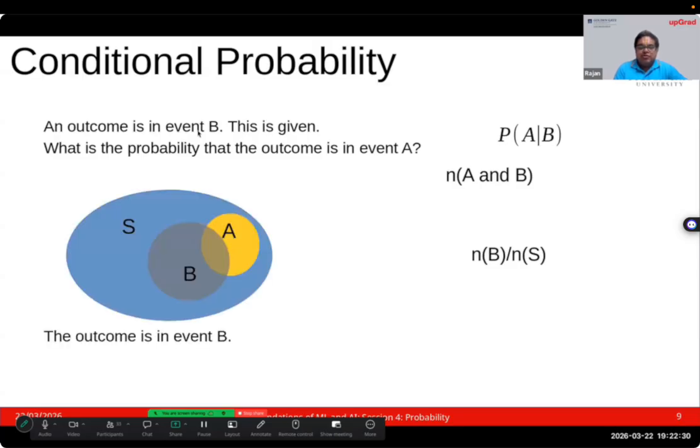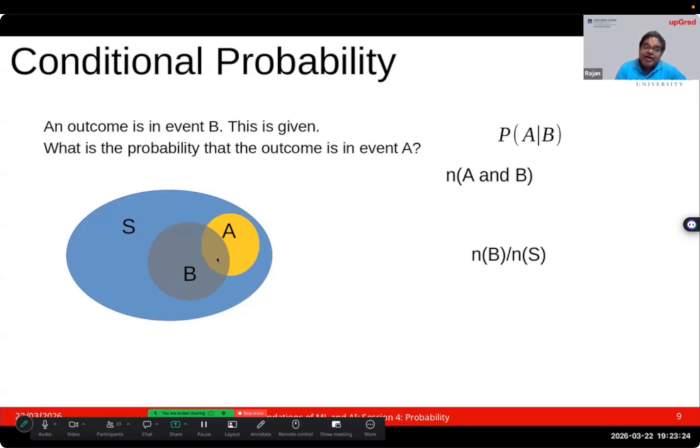Let's look at this particular diagram. It's the same diagram as before that I drew for independent events, slightly distorted now. So let us say the outcome is in event B, this grayish area. Now I want to ask, what is the probability the outcome is in event A also? That means this outcome cannot lie in the area of A that's outside the intersection. So I am looking at only this intersection area.